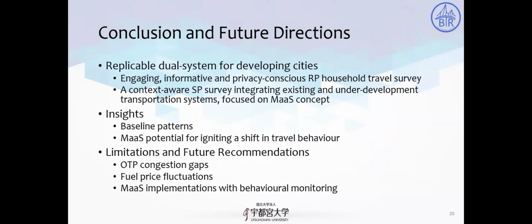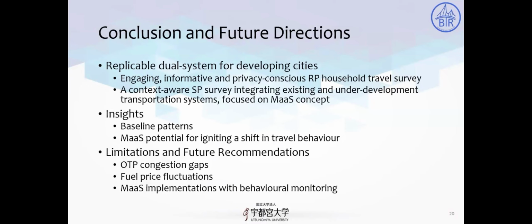Limitations and future recommendations. First comes OTP. It doesn't take traffic conditions into consideration when calculating the travel time. This is a very bad disadvantage on their side. It could be done in some other ways, but it was not relevant or easy in such a case. This is one thing that we consider a limitation of the study.